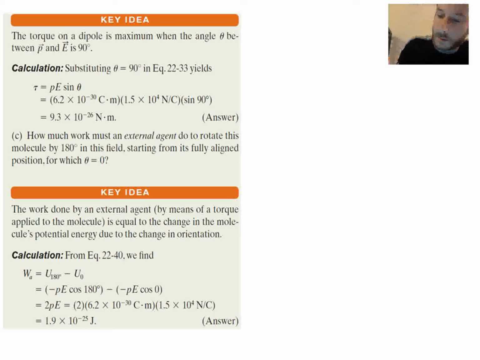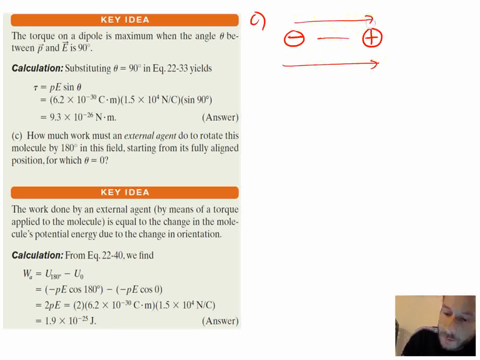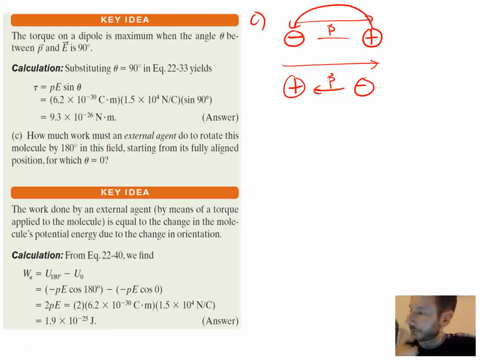All right, so let's look at this. For part C, our current orientation is we have a negative charge over here, positive over here. Our electric field is going in this direction, and this is also the direction of our dipole moment. We want to rotate it all the way around, so 180 degrees, so that these switch. So our end result is going to have positive over here, and then the negative charge on the other side. And so I'm basically flipping the dipole moment.